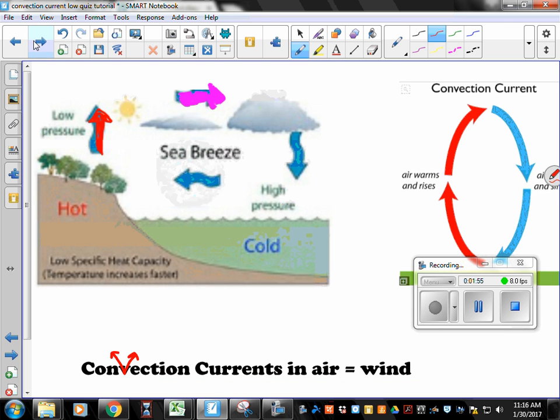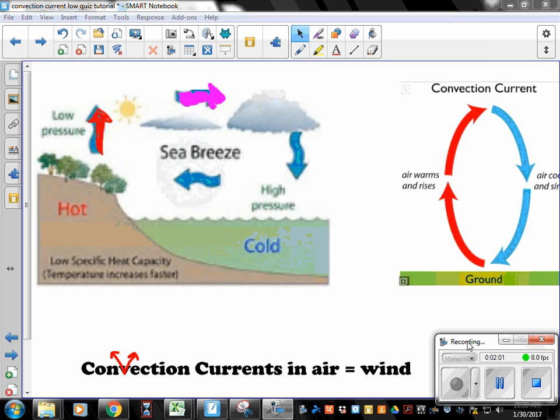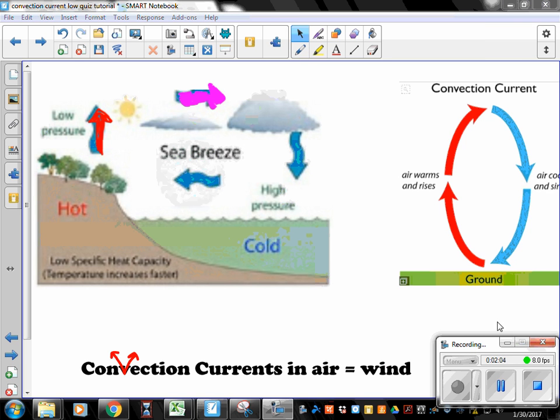Okay, now, convection currents in the air, we're going to call wind. Let me move this out the way. So, as the sun heats the ground, warm air rises. Now, the further the air gets away from the ground, it starts to cool off and it sinks. So, there it's going to move that air, and we feel that as wind.